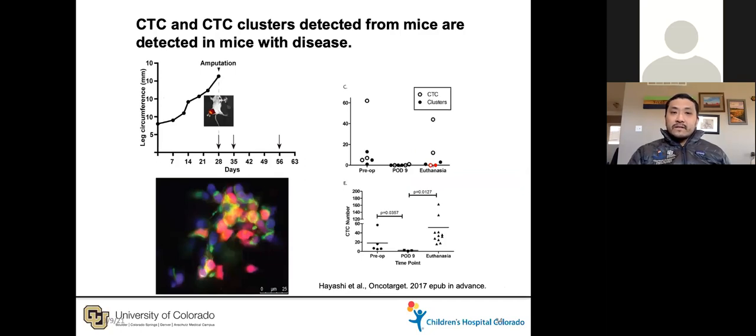And these CTCs and CTC clusters can also be detected from mice. You could see here that this is our amputation mouse model. If you amputate the mouse right here, you should only have micrometastatic disease, and you actually find that post-op day 9, the CTC numbers come down nicely. Then when they start having metastatic relapse or recurrences, their CTC number significantly goes up.